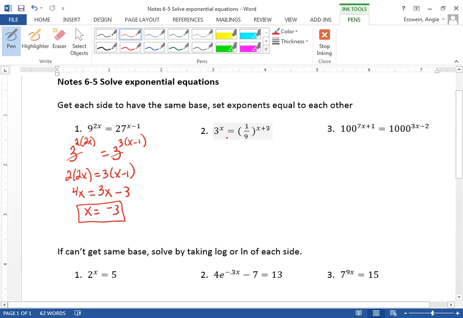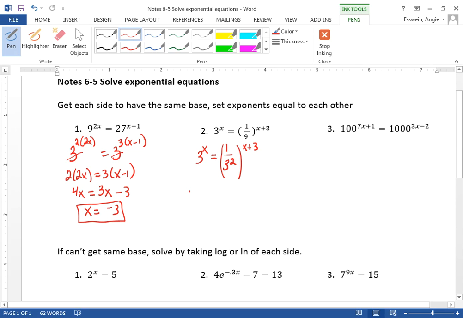Okay, number 2. Our bases are 3 and 1/9. This is slightly trickier, but what's the common base, do you think? The lowest? Let's keep it simple. It's just going to be 3. Okay? So this we can leave alone, but we have to write 1/9 differently. So I'll do it one step at a time. Let's start with 1 over 3 squared, and this is still raised to the x plus 3 power.